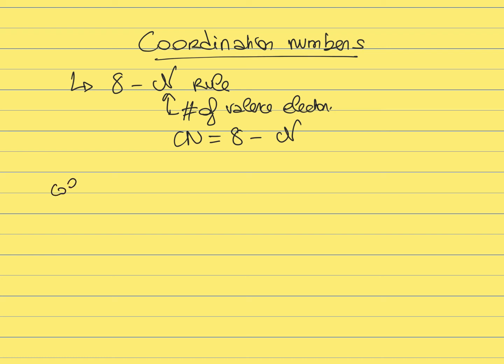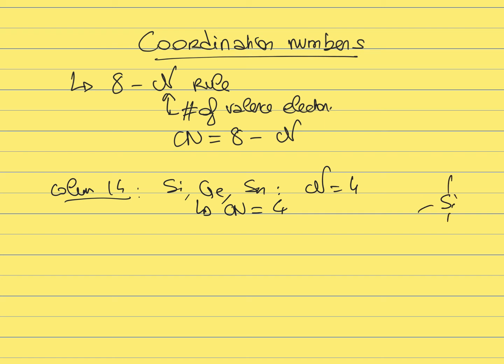If you are in column 14, which is where you have, for example, silicon, germanium, or tin, those atoms have 4 valence electrons, which means their coordination number is going to be 8 minus 4 equals 4. We already knew that, for example, silicon has a coordination number of 4. They tend to form a tetrahedron. That's the same for germanium, and it's going to be the same for tin.